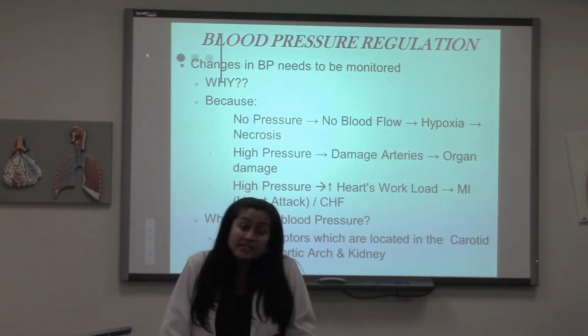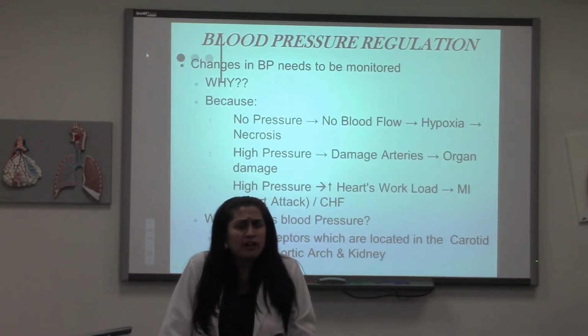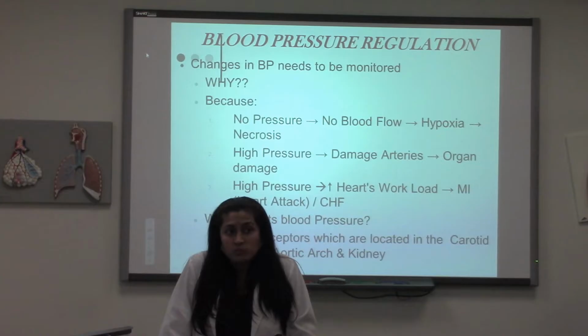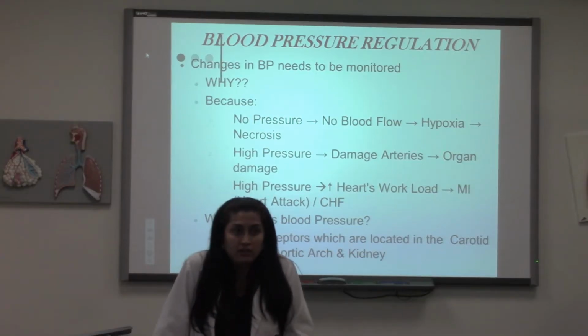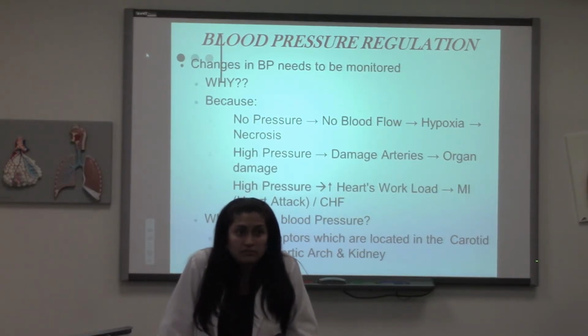Any idea? You guys have the knowledge. Because it has to have a consistent flow, no? Pressure. So the heart will have to contract harder to get all the blood out. Why does the heart have to contract harder? Because of the high blood pressure. So what does high blood pressure have to do with the heart contracting harder? There's not enough volume.